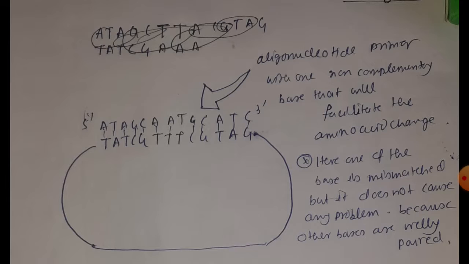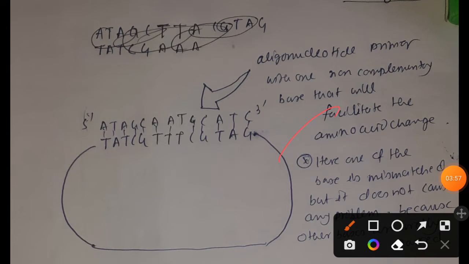First of all, we require a single-stranded DNA molecule, that can be a plasmid, that can be a vector, anything that contains our gene that encodes the protein. That means here, T A T C G T T T C G T A G, this oligonucleotide codes for our protein.